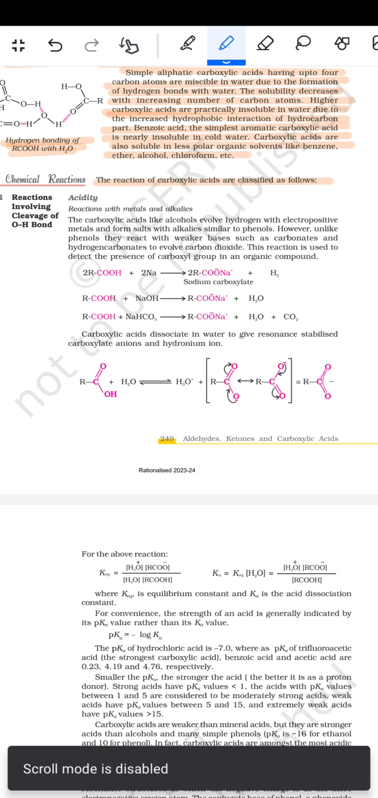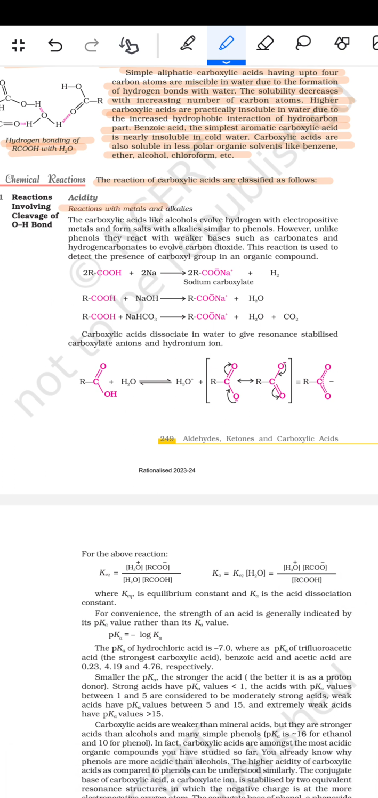Chemical reactions of carboxylic acids are classified as follows. Acidity: reaction with metals and alkalis. The carboxylic acids, like alcohols, evolve hydrogen with electropositive metals and form salts like the alkalis, similar to the phenols. However, unlike the phenols, they react with weaker bases such as carbonates and hydrogen carbonates to evolve carbon dioxide. This reaction is used to detect the presence of the carboxyl group in an organic compound.